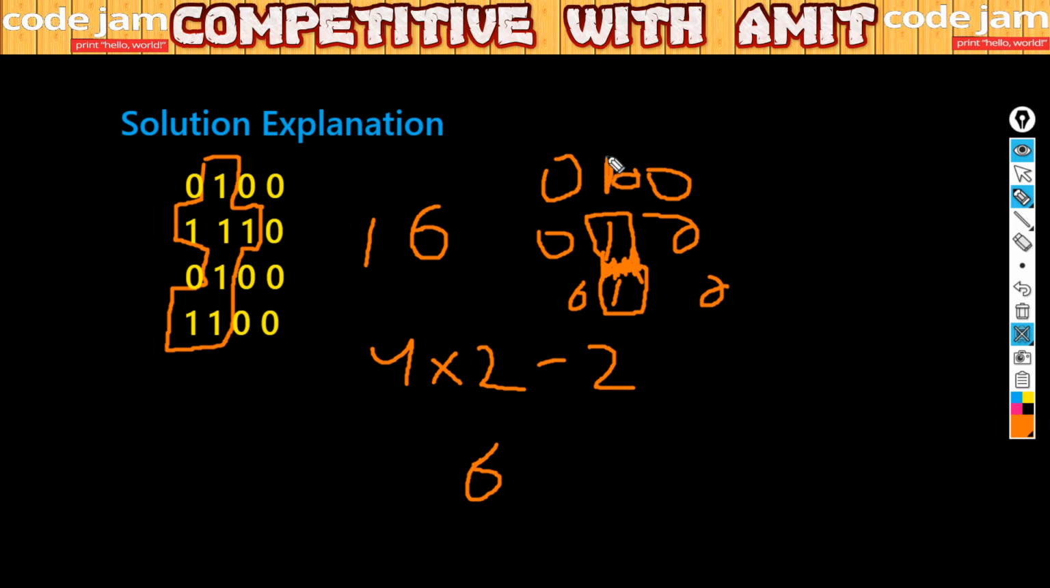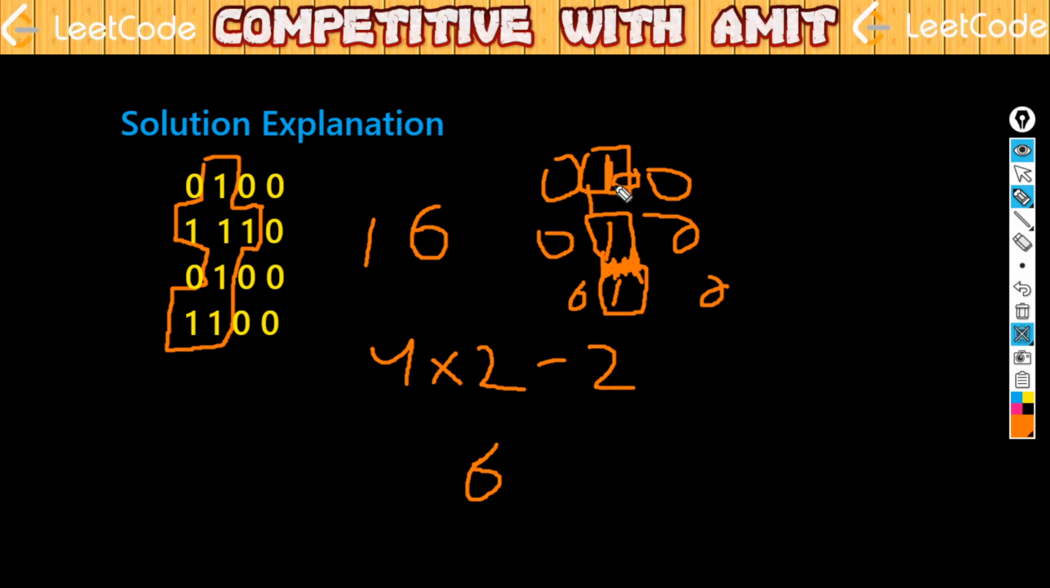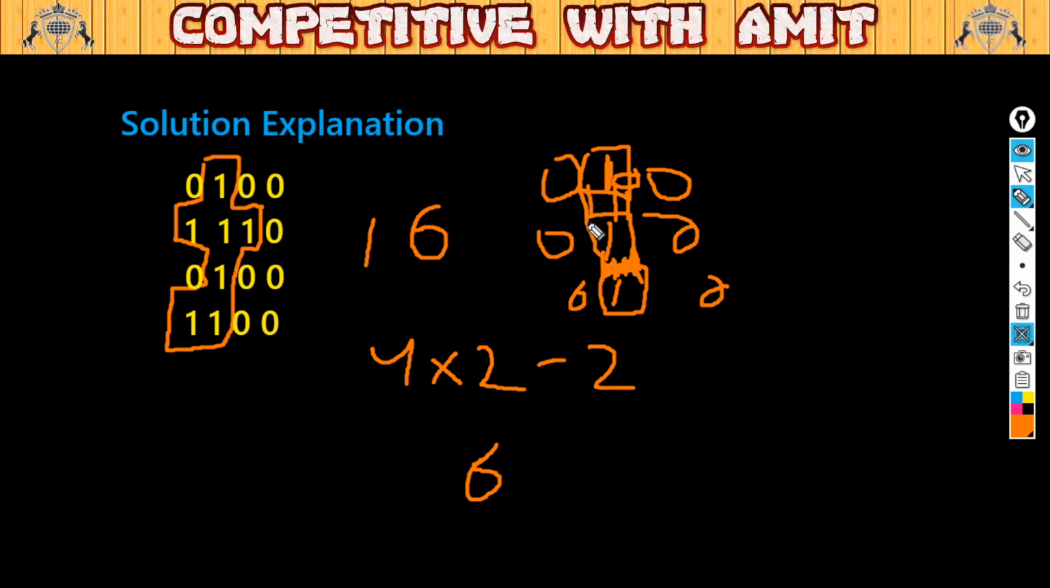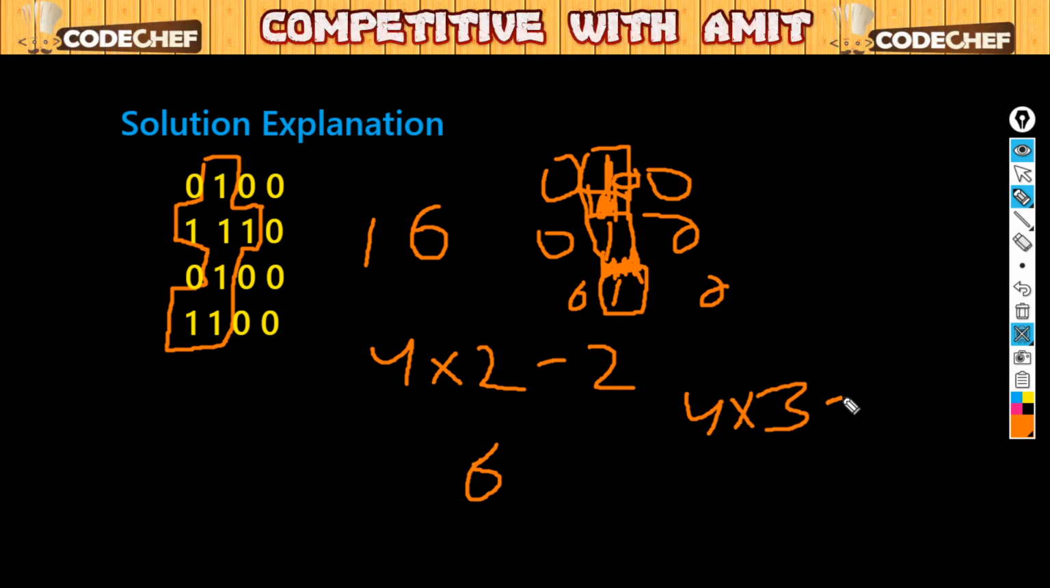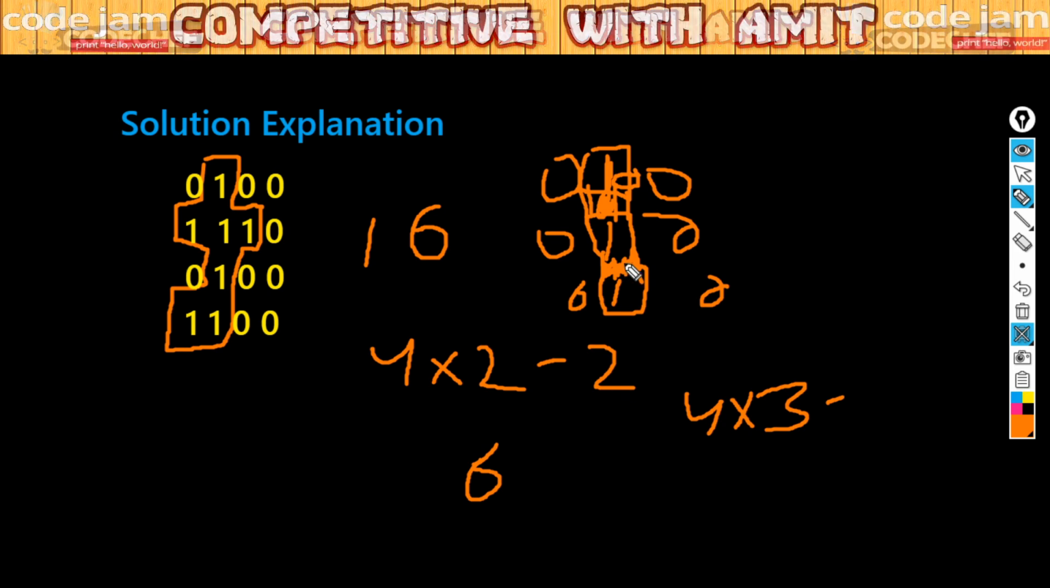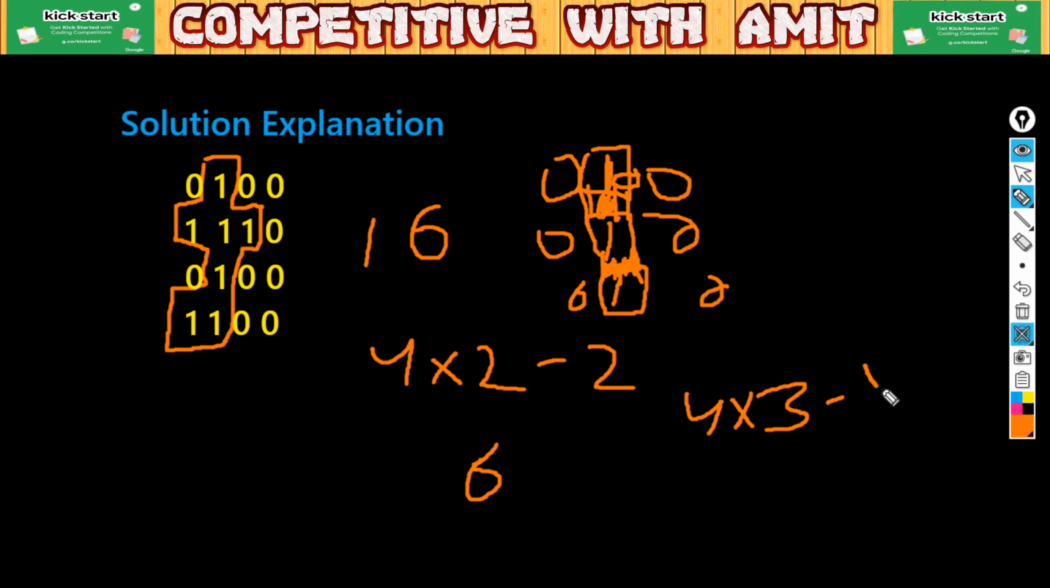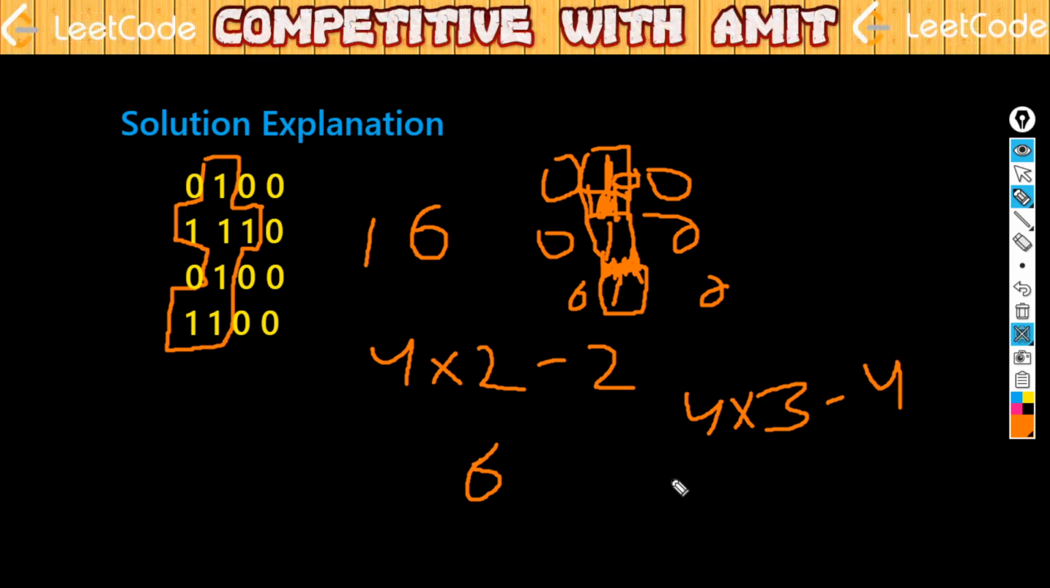Similarly, if we add one more, for this also we require 4. Now this will again be cancelled, and it will look like this. Now what will it be? It will be 4 multiplied by 3 minus 4, that is 2 and 2. So our answer will be 8.